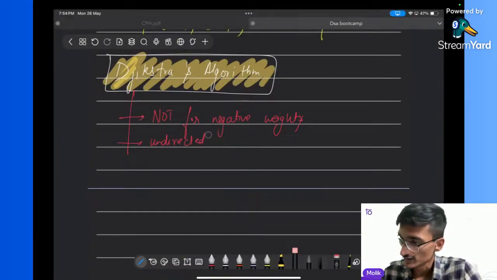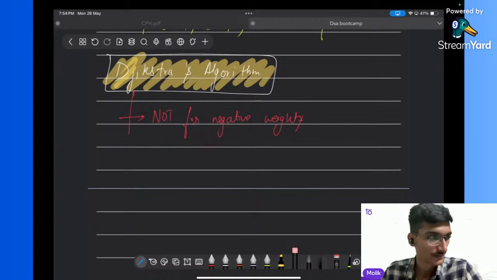But this is the only constraint. It is not for negative weights.